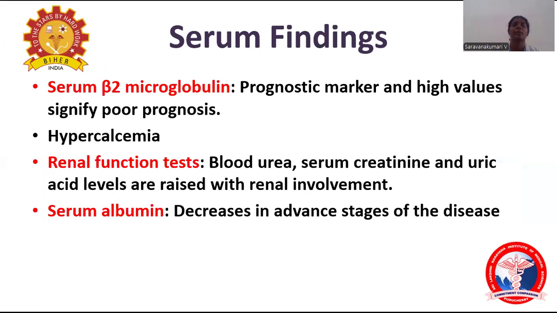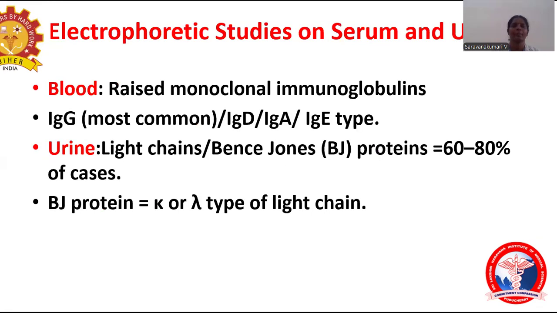An increase in the serum beta 2 microglobulin is a prognostic marker. If the serum beta 2 microglobulin is increased, this patient has a poor prognosis. Renal function is compromised, so there is not only an increase in the urea, but the serum creatinine and uric acid levels will also be increased. And in the advanced stage of multiple myeloma, the serum albumin also will be reduced.